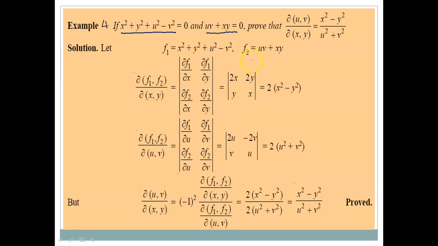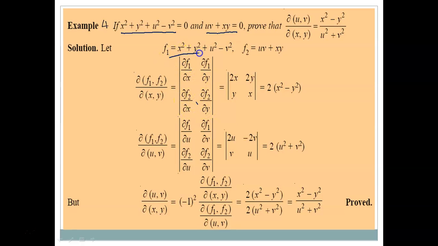Now we want to find, or prove, that ∂(u,v)/∂(x,y) is equal to (x² − y²)/(u² + v²). From the formula we have discussed, we have to find two things: the Jacobian of f1, f2 with respect to x, y, and the Jacobian of f1, f2 with respect to u, v. The value of the first is the determinant of ∂f1/∂x, ∂f1/∂y, ∂f2/∂x, ∂f2/∂y.